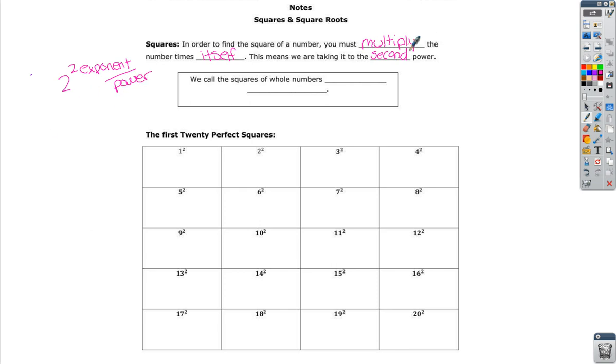So to find the square of a number, you must multiply the number times itself. So this is just saying 2 times 2. You're taking 2 to the power of 2, so that means 2 times itself. So 2 times 2, or 2 to the power of 2, will equal 4. And now I also want you to remember this 2 was our base. So this is the base of our number. So 2 to the power, or exponent, of 2. We call the squares of whole numbers perfect squares.